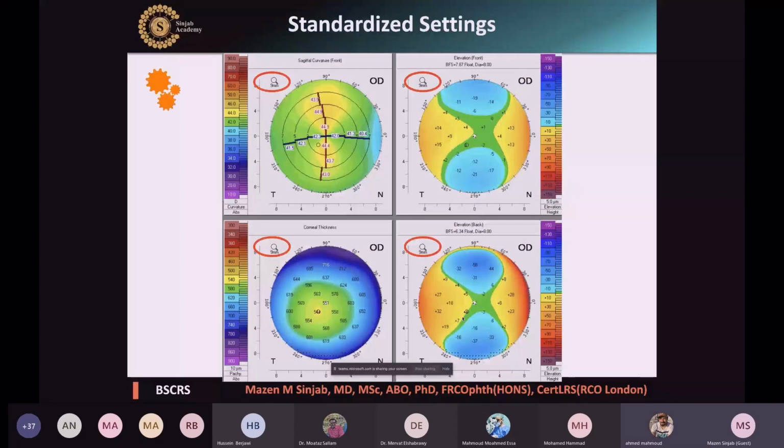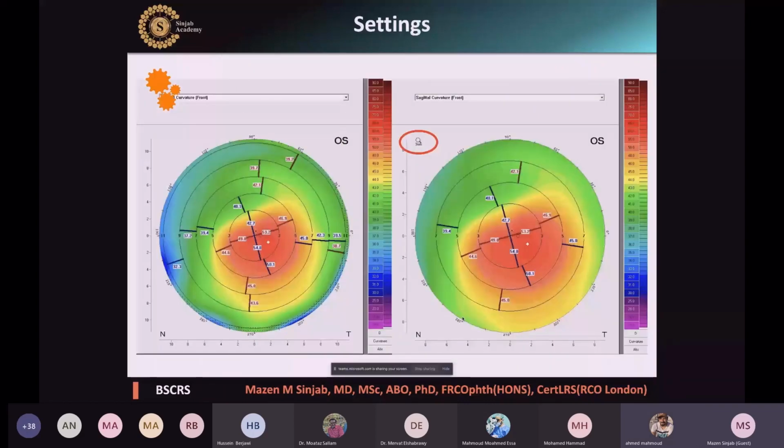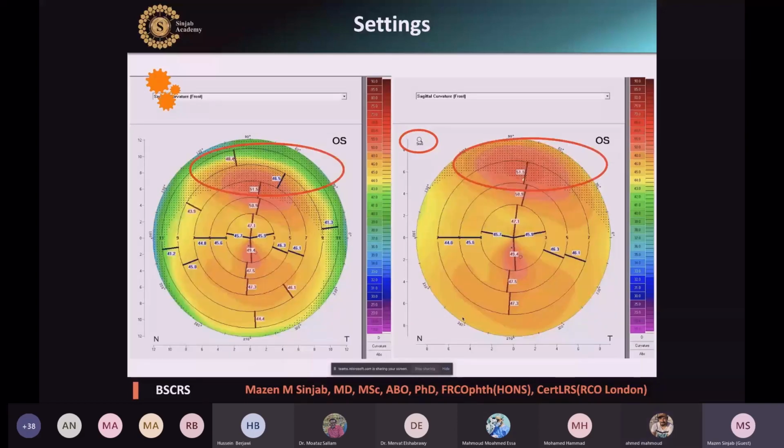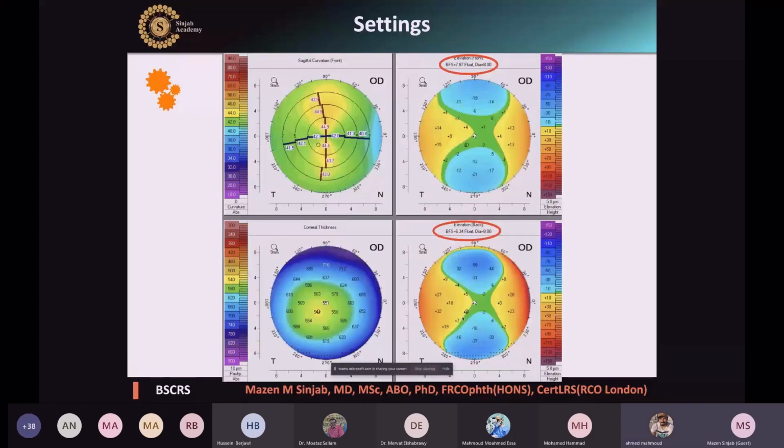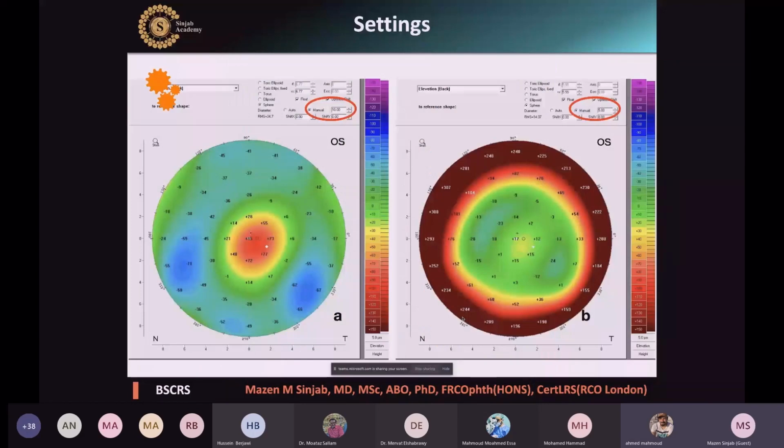So regarding the standardized settings, first, the display should be in 9 mm, not in the 12 mm, as you see here. Why in 9 mm? Because we need to know if there are any extrapolated data. If in the 9 mm display there are extrapolated data, such as black dots or missing areas, then we have to repeat the capture. If we are using the elevation map with the best fit sphere, we have to be sure that the diameter is 8 mm, not 9, not 5. Why? Because if we are not using the 8 mm diameter, then all numbers will be wrong.